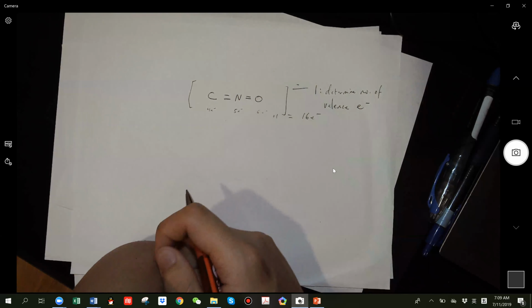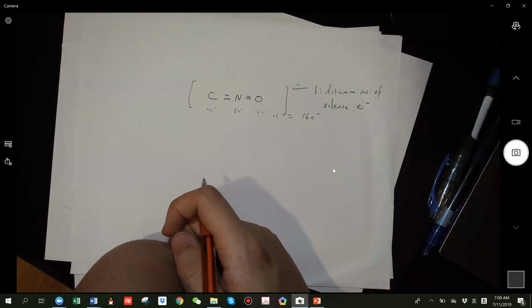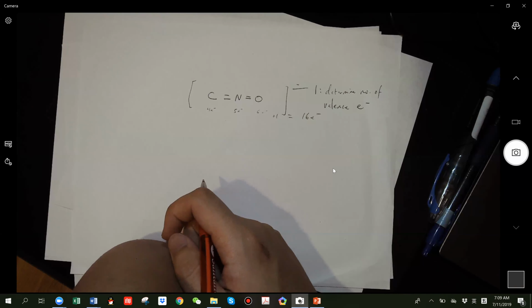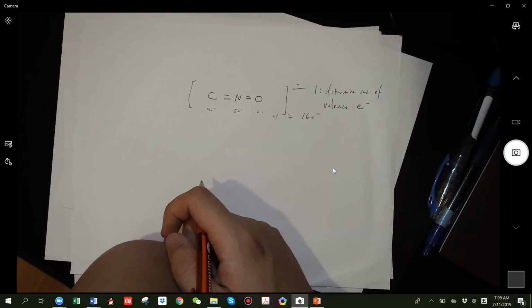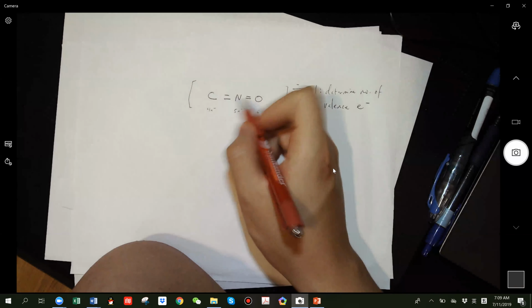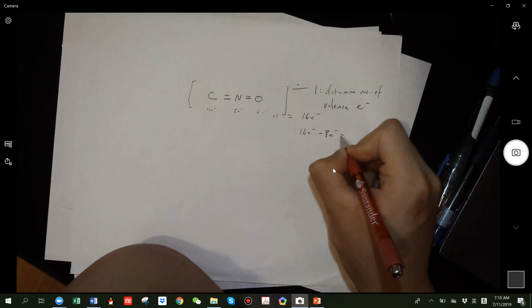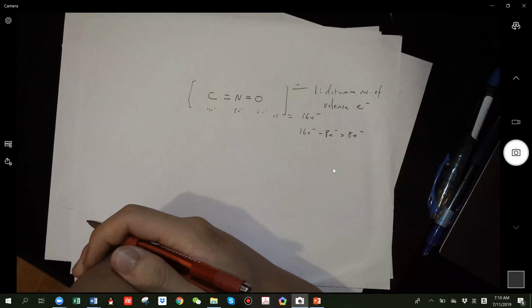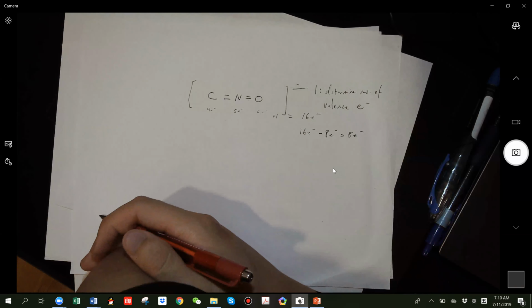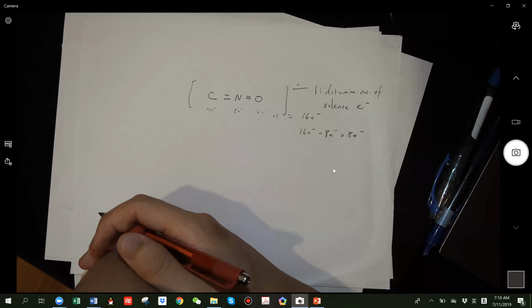Can someone tell me how many electrons we've used to form the bonds? How many electrons are in those bonds? If each bond has 2 electrons, right? Great, we have 8 electrons because each bond has 2 electrons, and we have 1, 2, 3, 4 bonds. So now we have 16 electrons minus 8 electrons. We have 8 electrons left to add in lone pairs. We use these lone pairs to complete our octets.